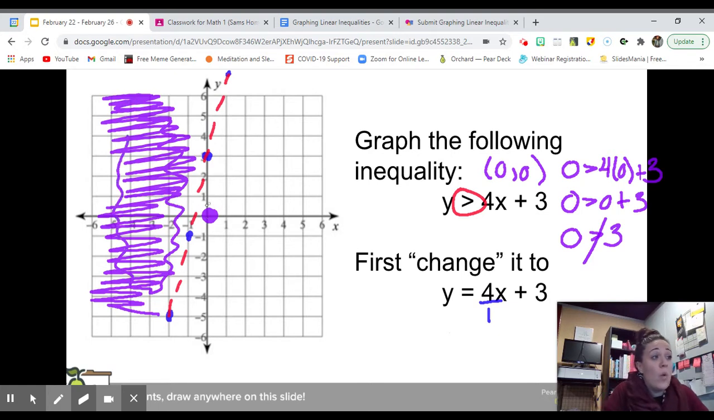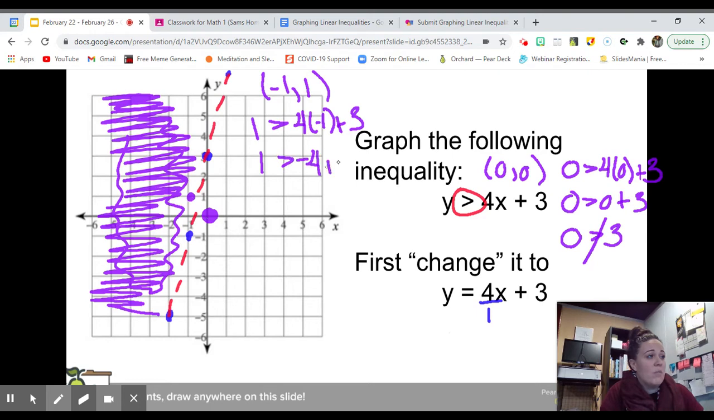Okay, so one of those particular points is negative 1, positive 1. So let's just try it to see if it works. So I'm going to use negative 1, positive 1. So we have 1 for my y value. Is 1 greater than 4 times negative 1 plus 3? So 1 is greater than negative 4 plus 3. 1 is greater than negative 1. That is a true statement.